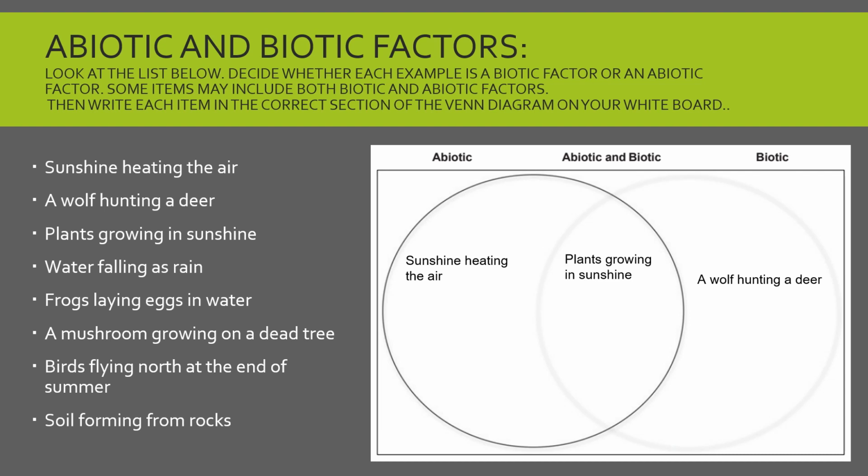Plants growing in the sunshine. This one would be both, because plants are alive, however the sunshine is not. So plants are biotic, sunshine is abiotic. Water falling as rain, that is going to be abiotic. The water is not alive, the rain is not alive, so it's abiotic. Frogs laying eggs in the water, that is going to be both, because the frogs and the eggs that they're laying are both biotic, they're both alive, but the water is abiotic, it's not alive. A mushroom growing on a dead tree, that one is going to be both, because the mushroom that's growing is alive, but the dead tree obviously is now dead, so it would be abiotic.